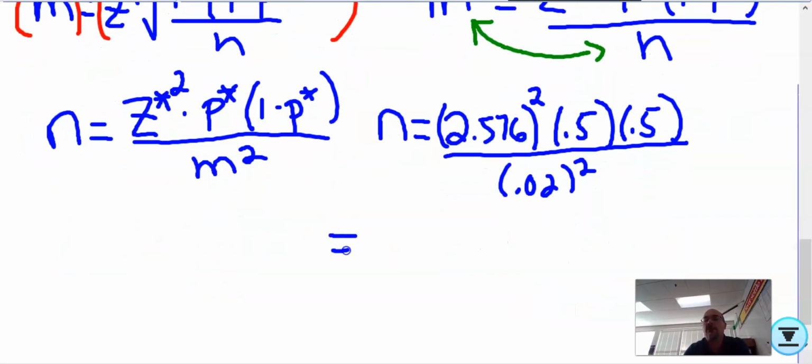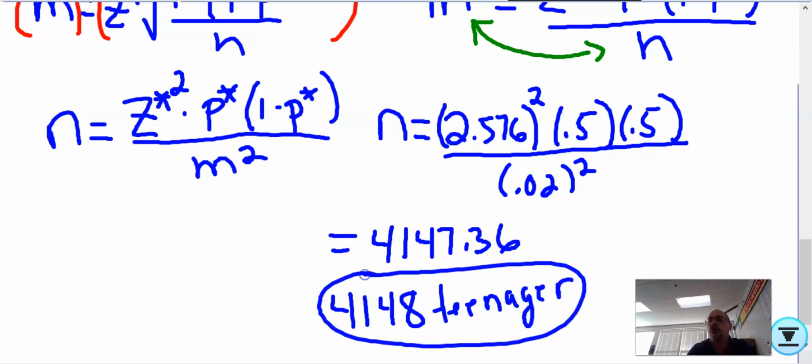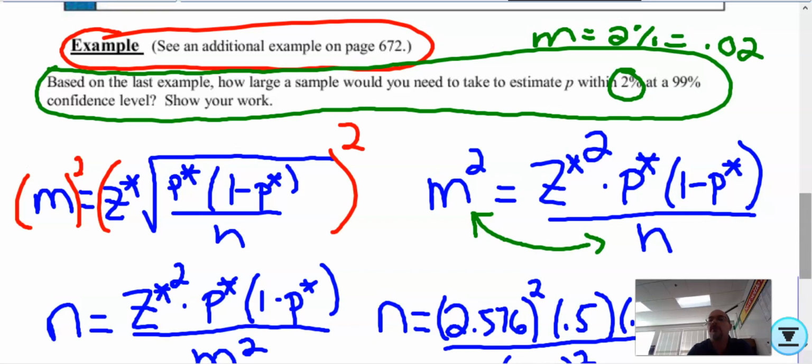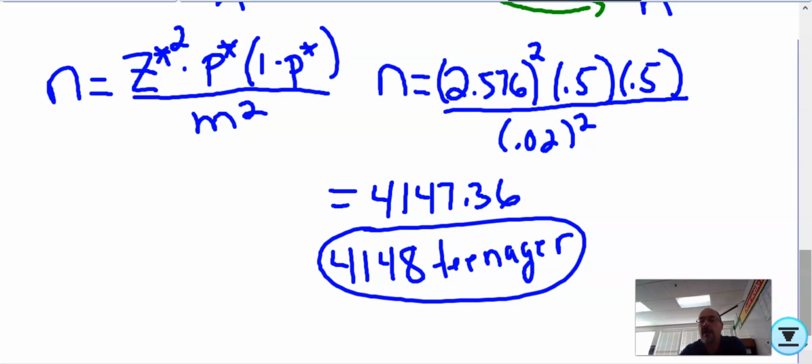Now I'm going to trust, ladies and gentlemen, that you can type that into your calculator on your own. So I'm not going to bother showing it to you. Please practice it. You should get 4147.36. But remember, we always round up. So we're going to say 4,148 teenagers. So to be within 2 percentage points, we're going to need a sample size of 4,148 teenagers.